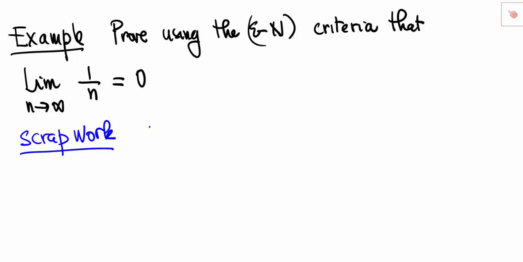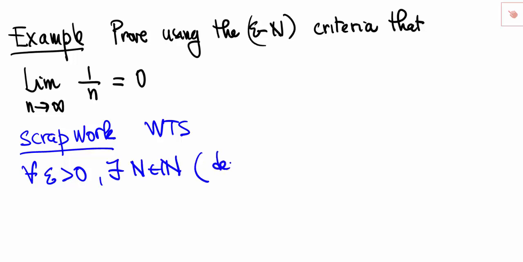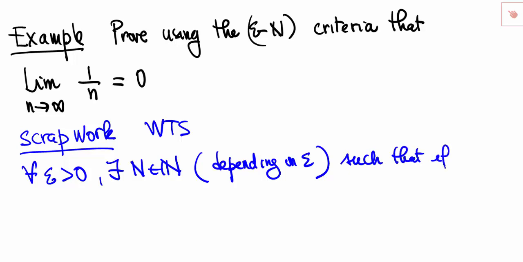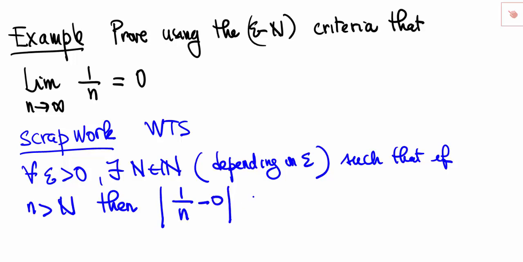So what we want to do here, right? We want to show essentially that for any epsilon which is greater than 0, there exists some natural number N, and this natural number will often depend on epsilon, such that if little n is bigger than capital N, then the distance between a_n, here 1 over n, and 0 is going to be less than epsilon. So I want to show the following.